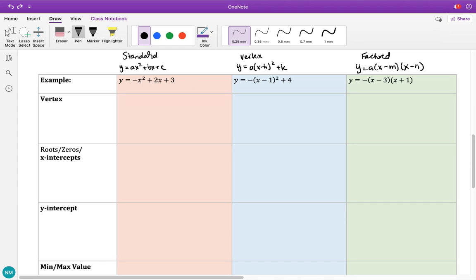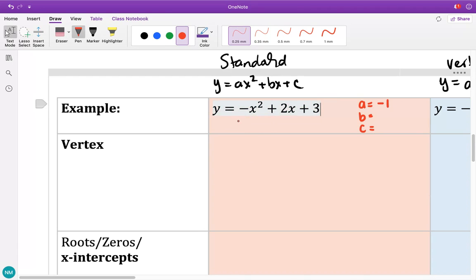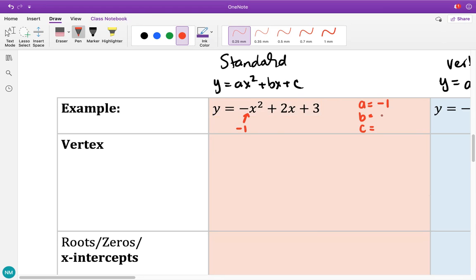Now, let's do standard form first. I'll even zoom in so we don't get distracted. If we're given this function here, how do we find the vertex? This was the first thing we learned when we did standard form. So let's first identify what a, b, and c are. You see this negative right here? This is really a negative 1x squared. So a is negative 1, b is 2, and c is 3.